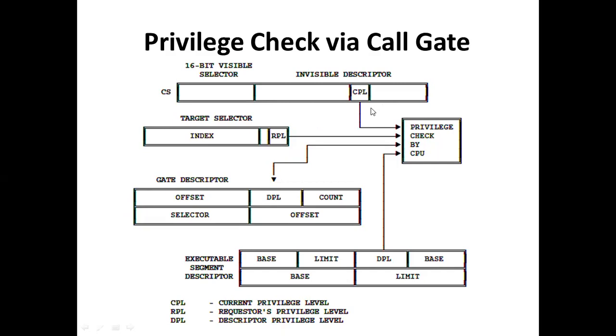If the executable segment descriptor, which has the base value, limit value, and descriptor privilege value, has a DPL value that matches, then the current privilege level, then a privilege level will be selected.